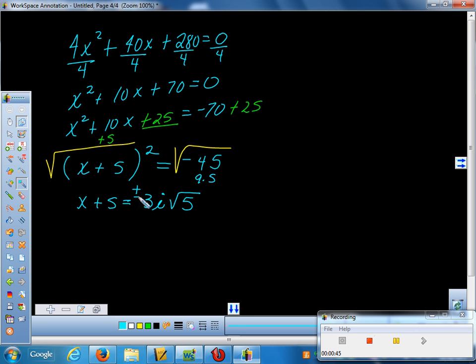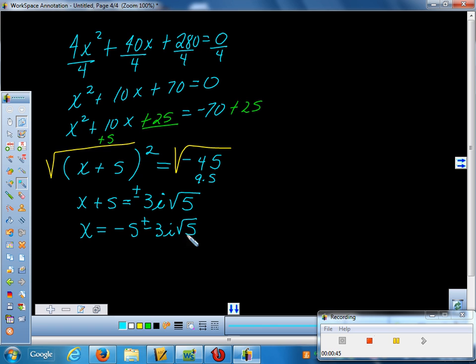And then last but not least, I need to subtract the 5, and where should I put the 5? In front. So it's negative 5 plus or minus 3i square root of 5. So this method, completing the square, will let you find imaginary solutions. You cannot find imaginary solutions from graphing or from factoring. They only come up here and in our last method.